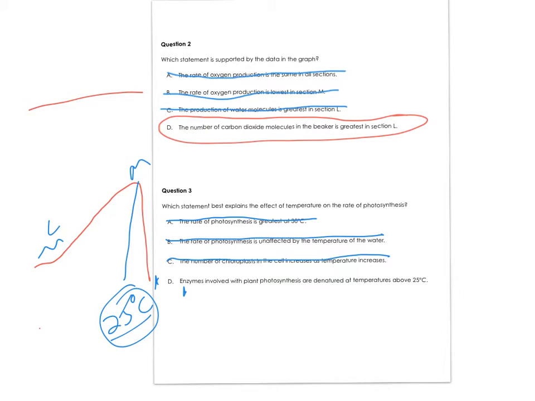The enzymes involved with plant photosynthesis are denatured at temperatures above 25 degrees Celsius. That seems the most reasonable of all these particular choices, right? So this is the answer, and it's pretty much the same answer as it was in the previous exam, where I spent time in class explaining it to you, and I gave you that previous video. All right, let's go to the next one.